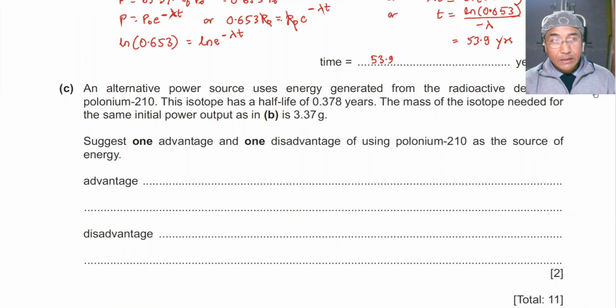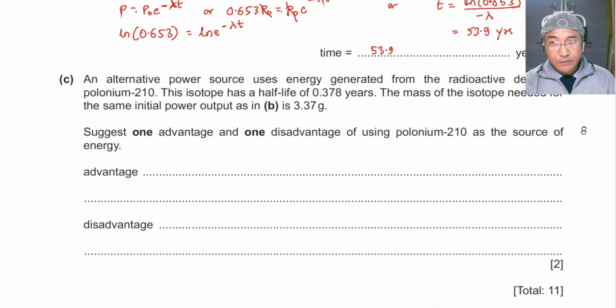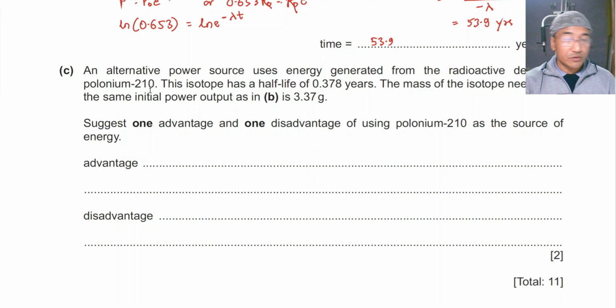Now, an alternative power source uses energy generated from the reactor of polonium-210. So from plutonium it goes to polonium. This isotope has a half-life of 0.378 years. As you can see, the half-life has decreased, of course, compared to the previous value. The previous half-life is 87.7 years, and here it is 0.378 years. It's very short. The mass of the isotope needed for the same initial power output is 3.37 grams. Suggest one advantage and one disadvantage of using polonium-210 as a source.